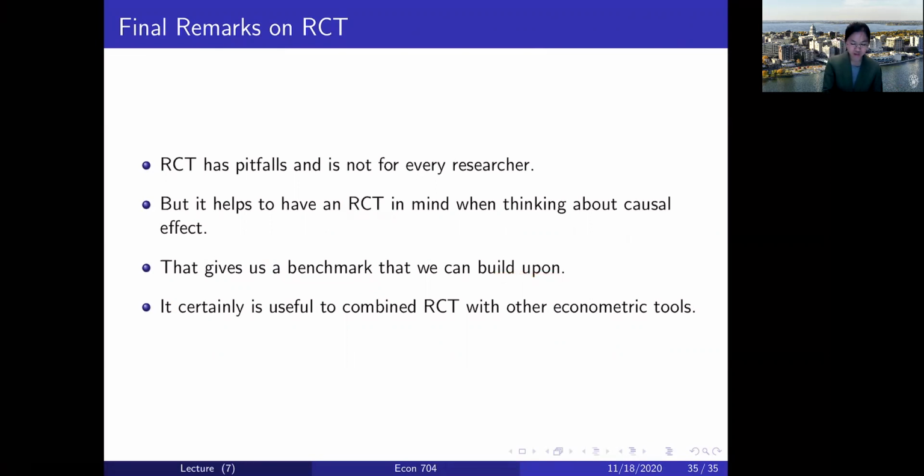And in later lectures, we will talk about some ways to build upon an RCT. It's certainly also useful to combine randomized control trials with other econometric tools. Other tools can be useful to correct some of the problems in RCT.